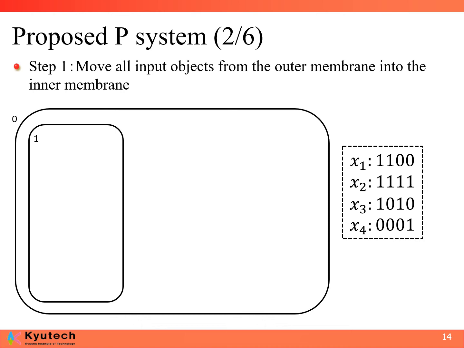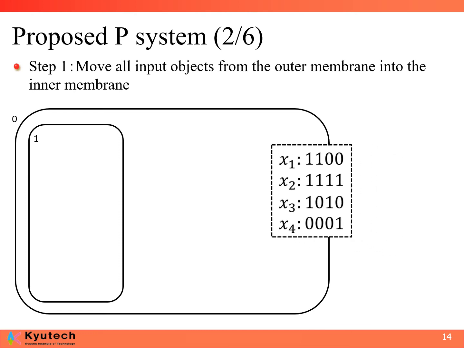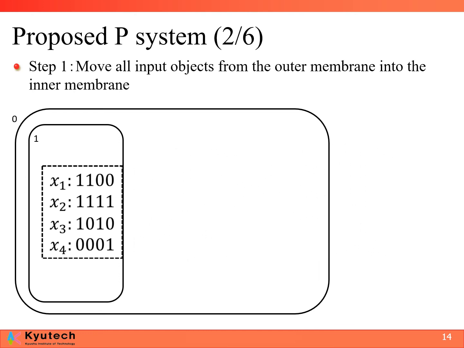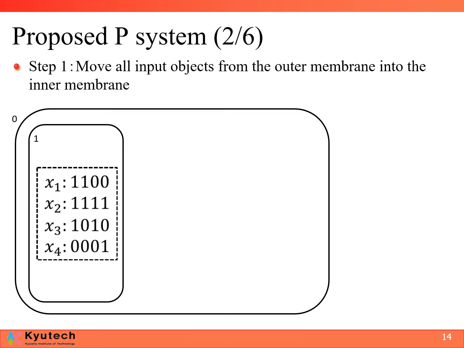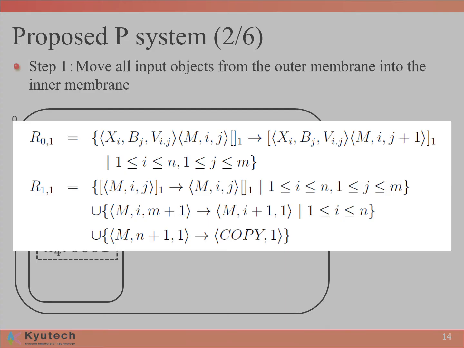As an example, let us assume that a set of objects representing these 4 binary numbers of 4 bits is given as an input. In step 1, all objects are moved from the outer membrane into the inner membrane. The evolution rules of this step are defined like this.